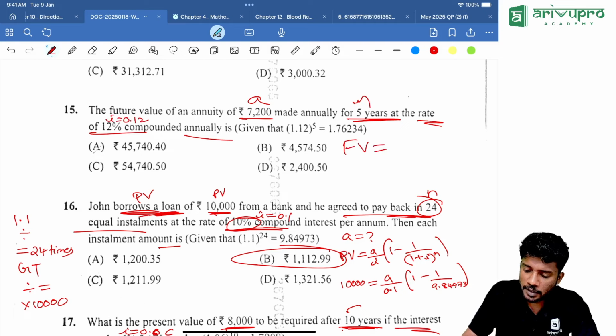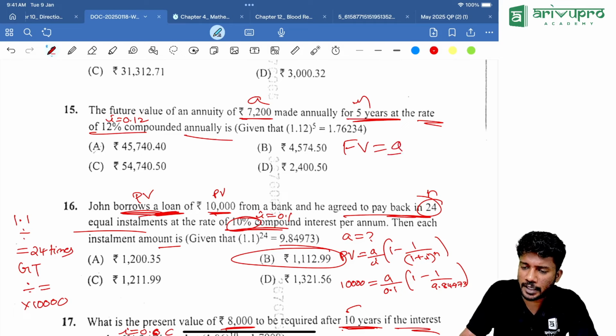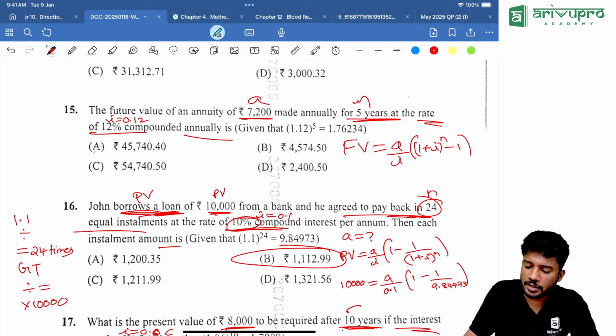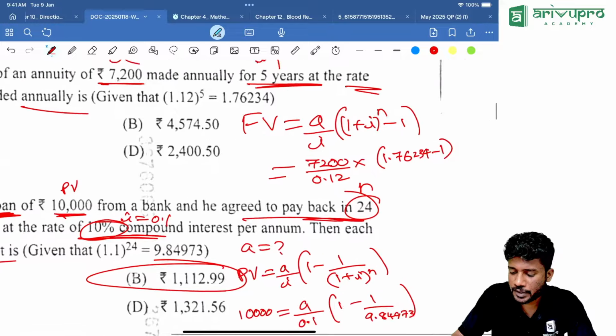What is the formula? Is it annuity regular or annuity due? Annuity regular. Why annuity regular? Nothing is mentioned, so annuity regular. What is the formula? A by I into (1 plus I)^n minus 1, which is equal to 7,200 divided by 0.12. Then multiply it with 1.76234 minus 1. Get me the answer.